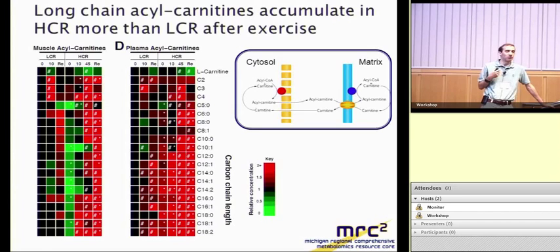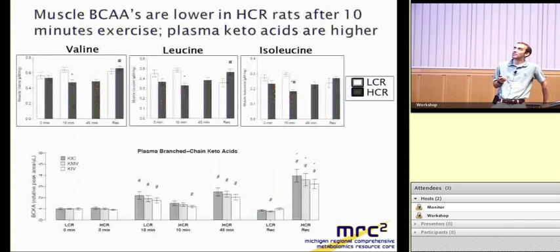So that led us to the question, well, we know these things are involved in branched-chain amino acid metabolism. They're byproducts of that metabolism. Is there something we can learn about differences between the LCR and the HCR animals by looking at the branched-chain amino acids directly? So that led us to an additional targeted metabolomics assay performed on those species. And this is some of the data that we get out of that.